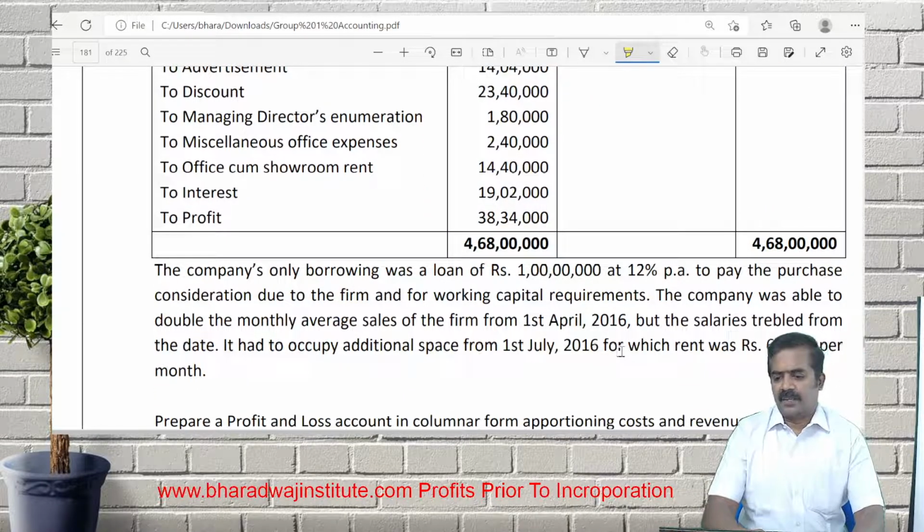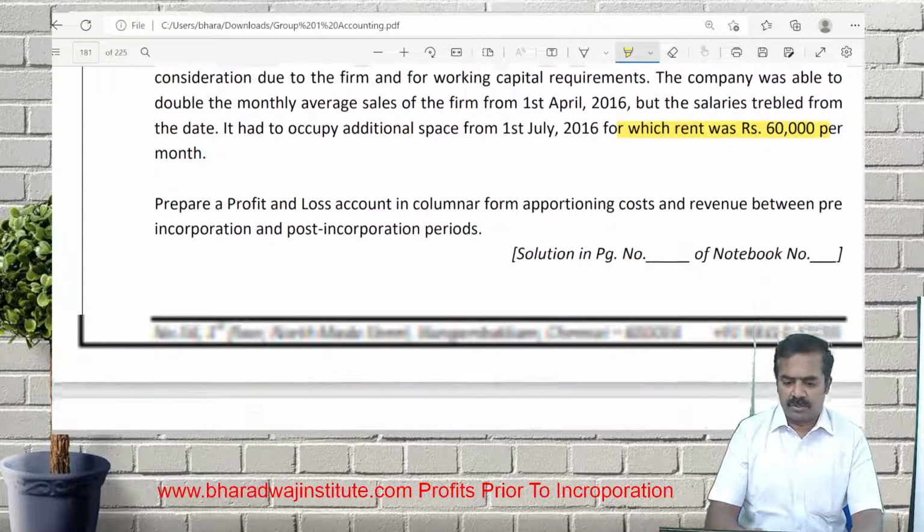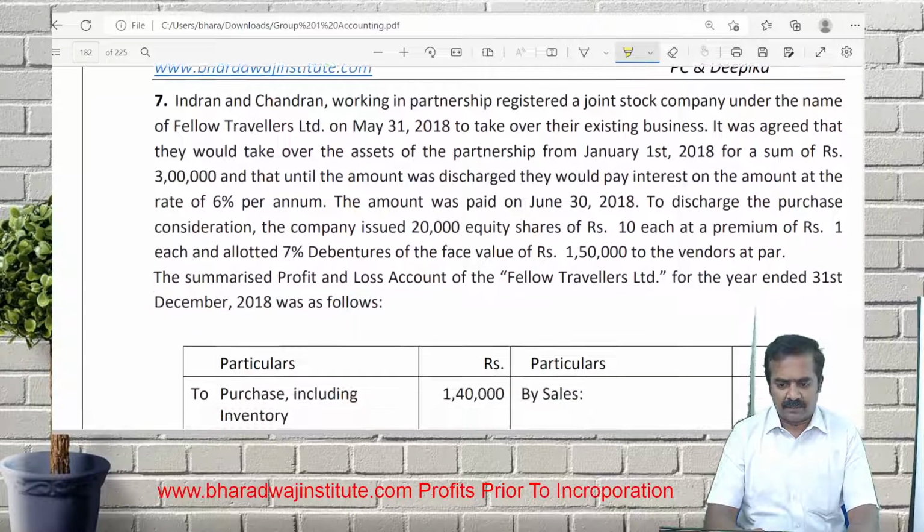For example, there we saw showroom rent increased by 30,000. Here what have they given? 60,000. So let us not waste time on that.